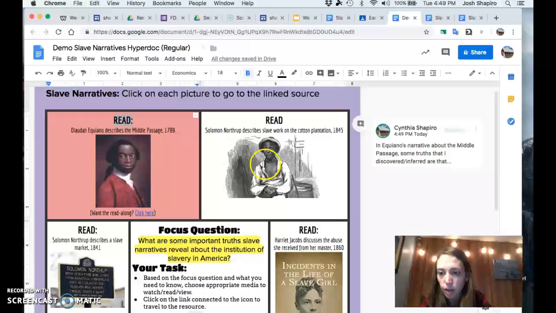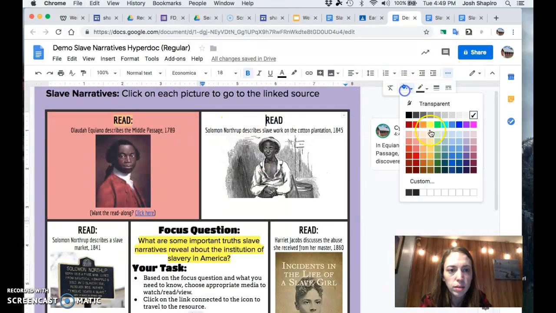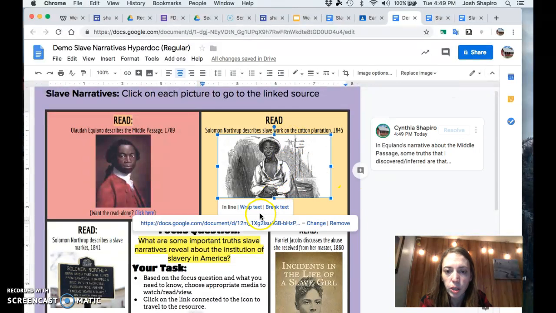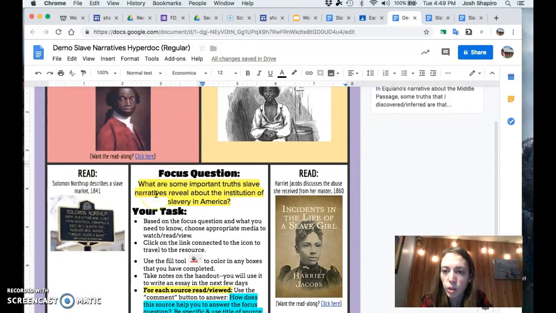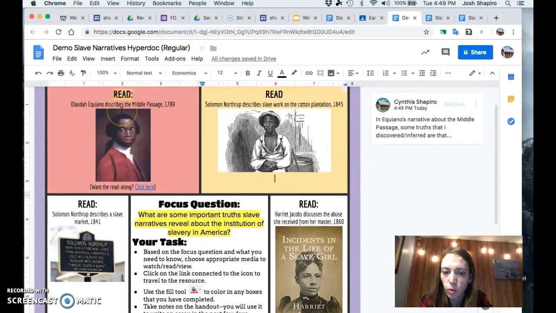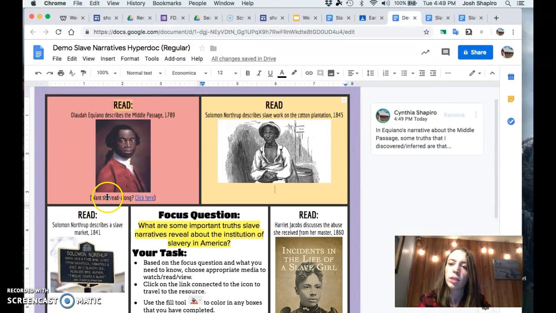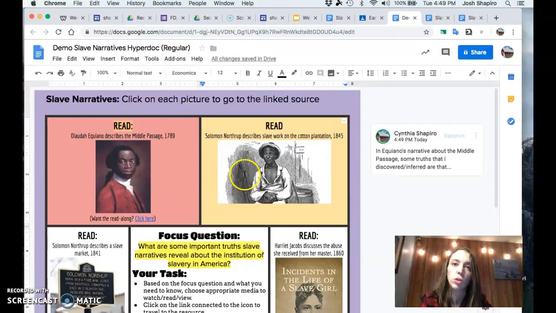And then you'll do that for 2 more sources. So if my next one's going to be this one, I will fill the box, whatever color I like. Same deal, I'm going to click on the picture and go out to that source that's linked in there for you. Keep in mind, only 3 of them have read alouds, so Equiano, Harriet Jacobs, and Venture Smith. You're welcome to use those 3 if that's what you're choosing to do. Or if you're interested in what Northrop has to say, his are excellent too, so you could go there.